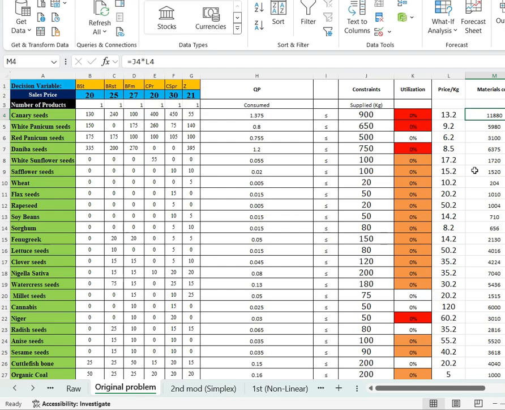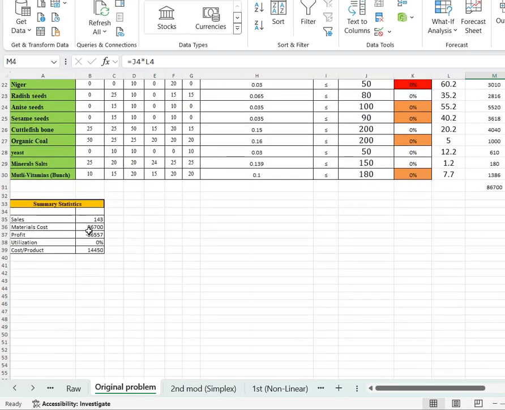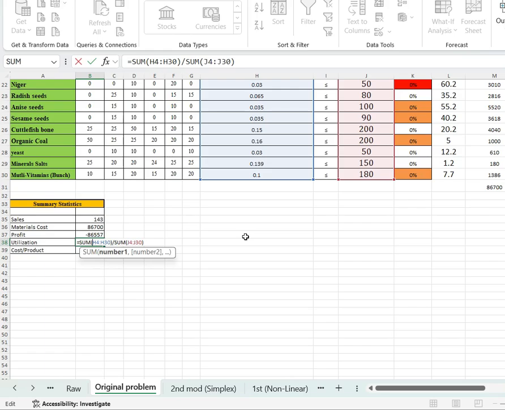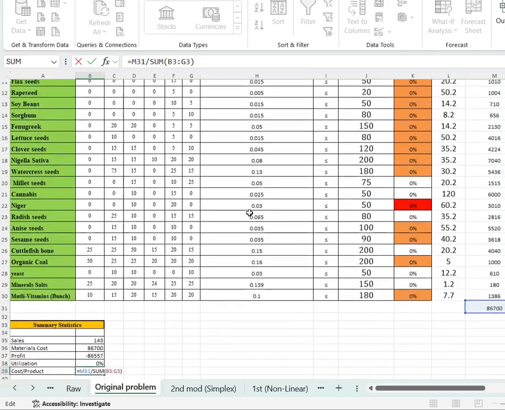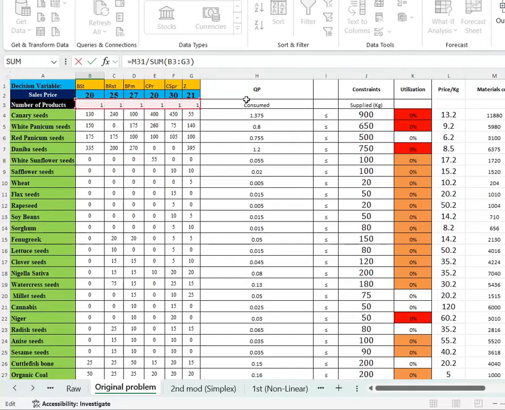Okay. So for the profit, I just have the sales or the revenue minus the raw materials. I will get the profit. And for the overall utilization, we have here sum of that over sum of that. This is the overall utilization, and this is the cost per product. So I just divide the cost of the raw materials over the total number of products to be produced. Okay, all right. So that's fair.